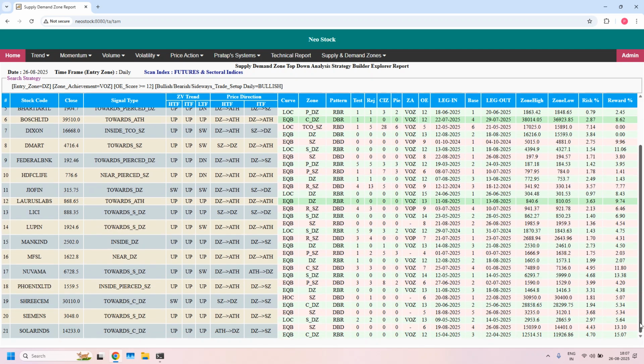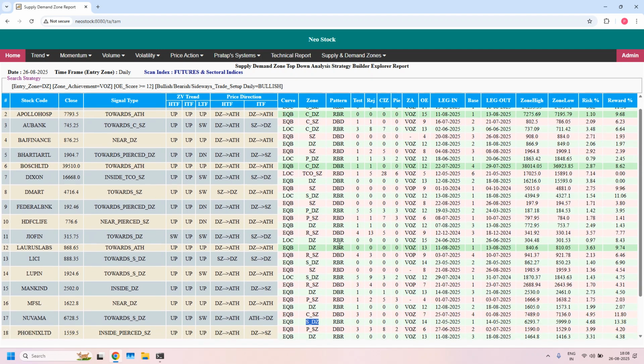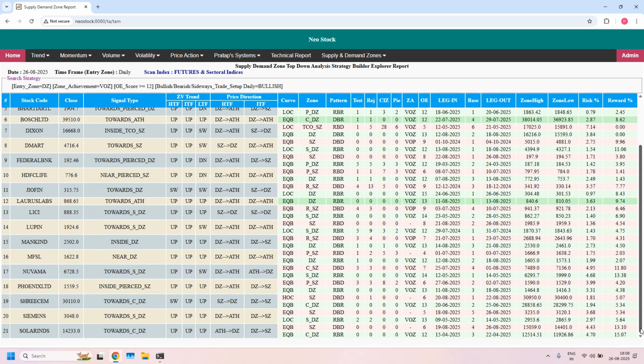Total we got 21 stocks supporting bullish trade setup for monthly income trade. First 17 stocks in the list, and all the entry time frame zones are daily demand zones. The first 17 daily demand zones here. Okay, I am scrolling the list down. Total 21 stocks we got. Out of these 21 daily demand zones, entry time frame zones are daily demand zones.